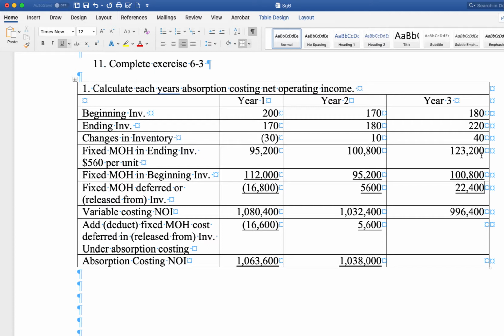The absorption costing is only recognizing the fixed manufacturing overhead that's sold. Because there's still 40 units sitting on the balance sheet, that's expense that's not going to flow to the income statement because it remains on the balance sheet, which drives our expenses down, which increases income. Okay? So, I'm going to add the fixed manufacturing overhead costs that was deferred to inventory under the absorption method. So I'm going to add this 22,400.